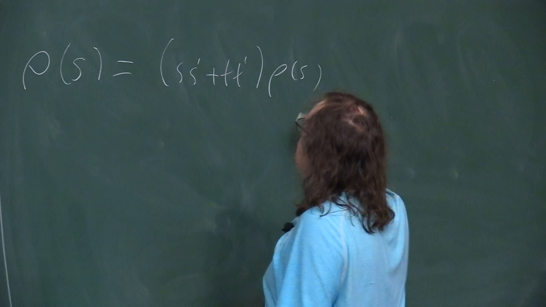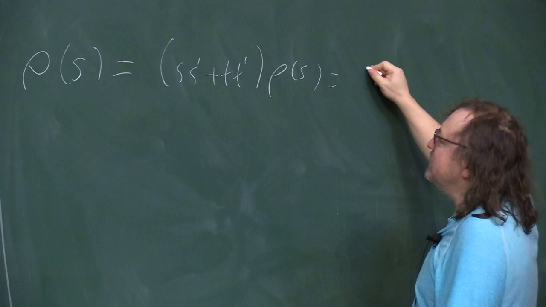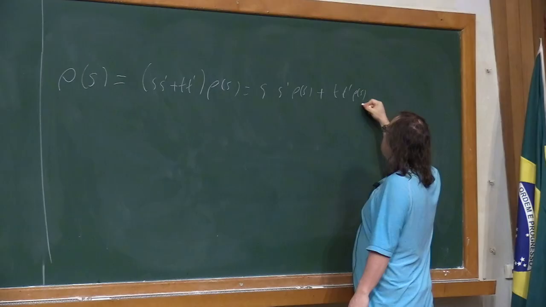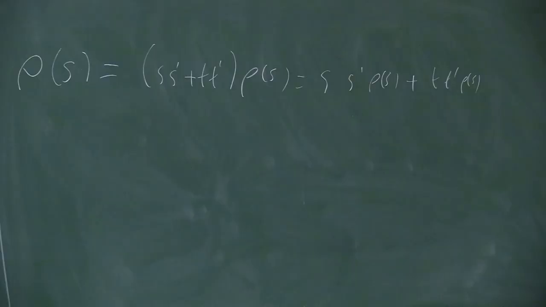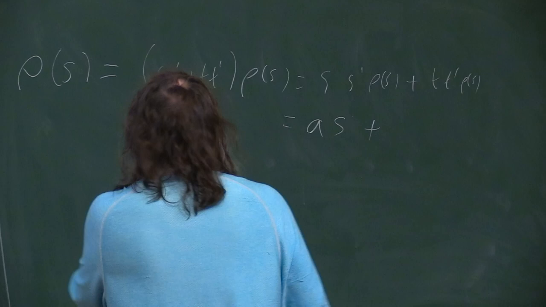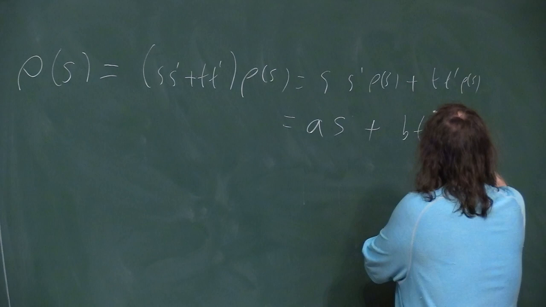And now let's just multiply all this out. So this is S times S prime of rho of S by distributivity plus T times T prime rho of S. But I've deliberately computed what S prime of rho of S is. It's A. So this thing is A of S. And the other thing is BT. So that's that. That's what rho of S is.